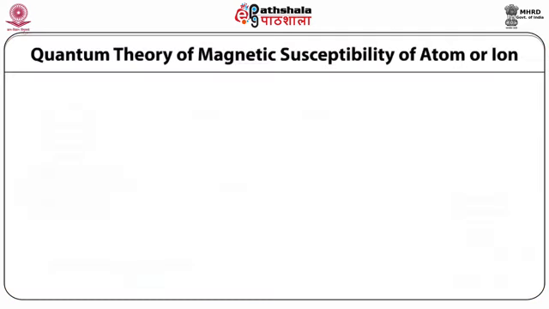So, you see, para has positive susceptibility, di has negative susceptibility. Para requires a permanent magnetic dipole moment, while diamagnetism does not require any permanent magnetic dipole. So, we will start here with the quantum theory of magnetic susceptibility of an atom or ion.